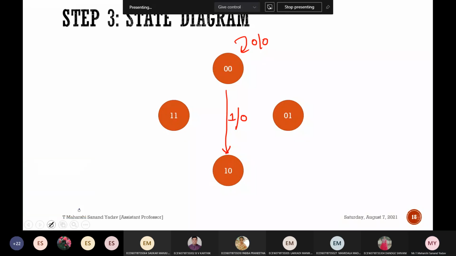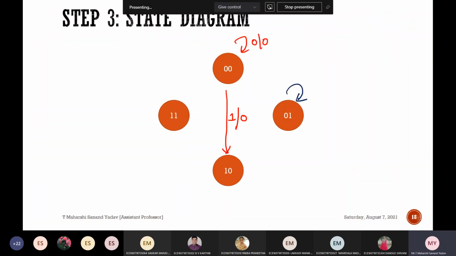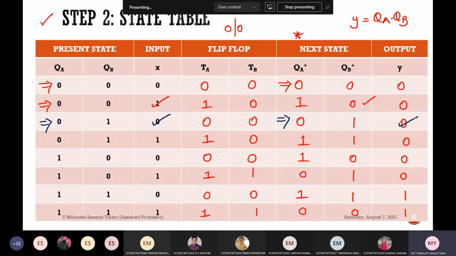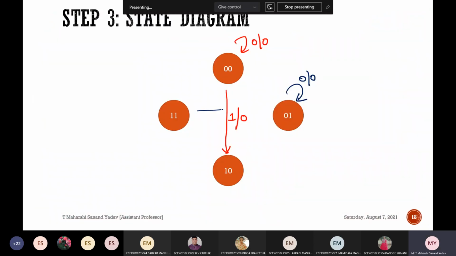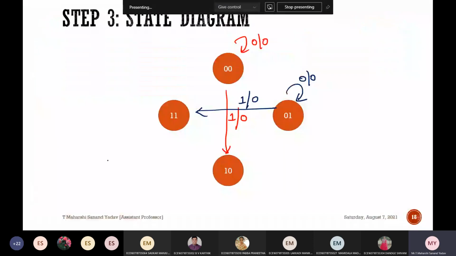Next, for 0 1, it is going to 0 1 only. So input is 0 and output is 0, so 0/0. Next, for 0 1, it is going to 1 1. So from 0 1 we need to go to 1 1. Input is 1, output is 0. So 1 by 0.